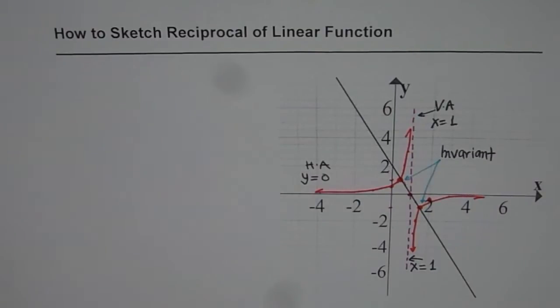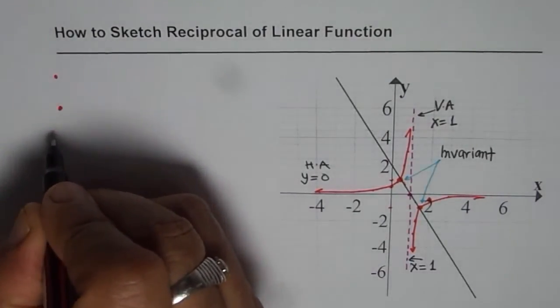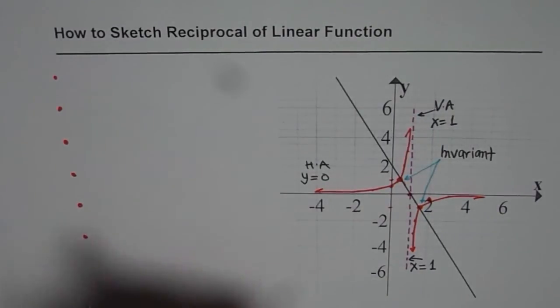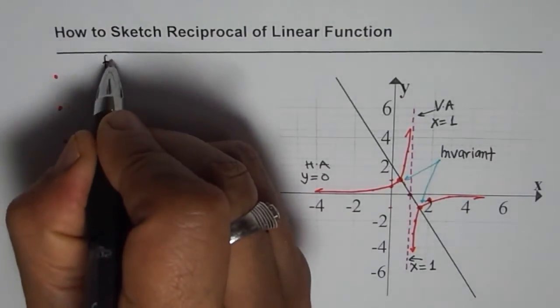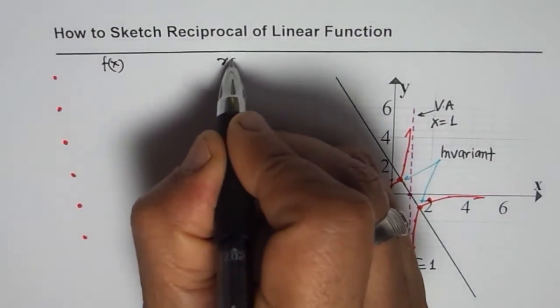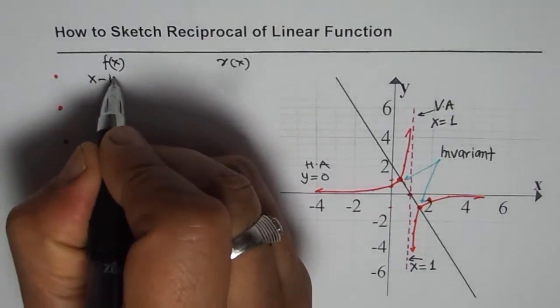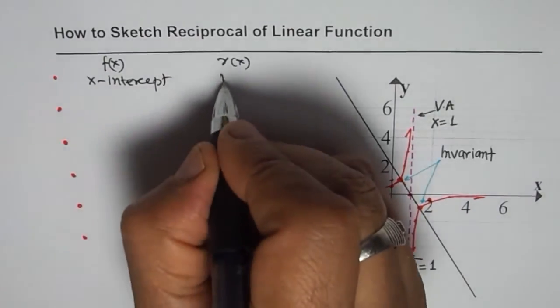So let me summarize. Now you can actually pause the video and need not even go forward, but let me summarize all these points. To start with, we should look at what? So these are a few points which you should be considering, okay? Okay, so the first point is we are looking for f of x, and then what happens to reciprocal of the function. We look for x-intercept. And for the reciprocal, we get vertical asymptote.